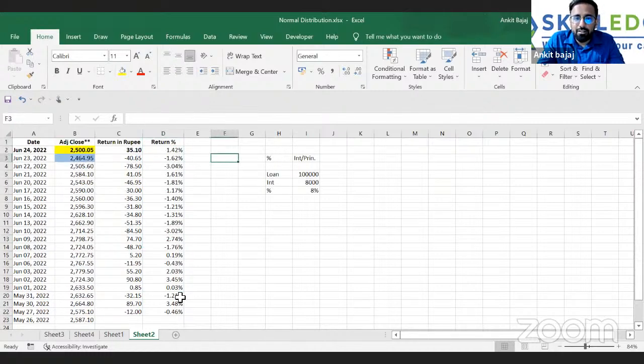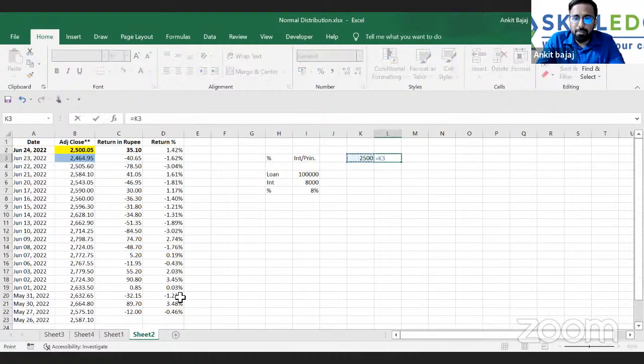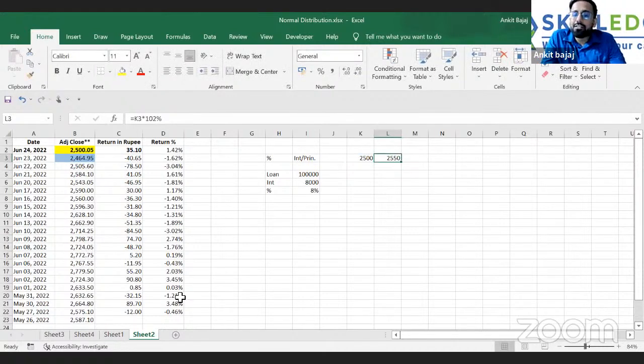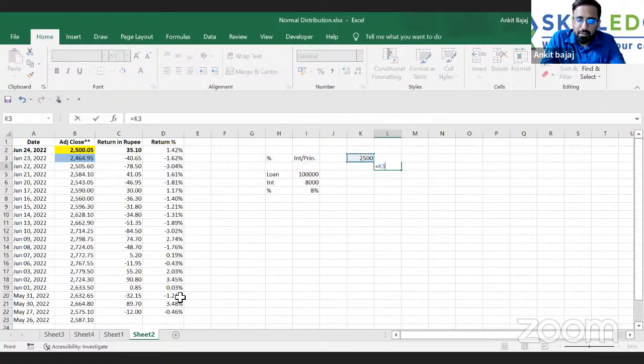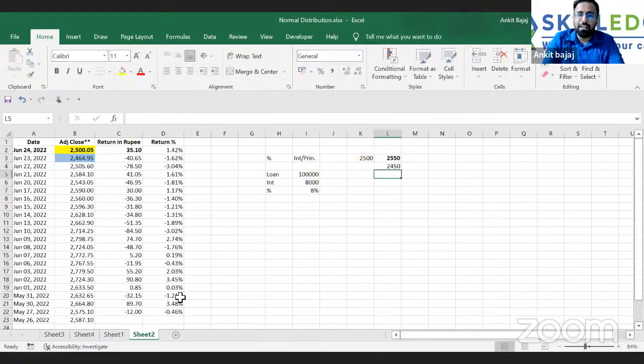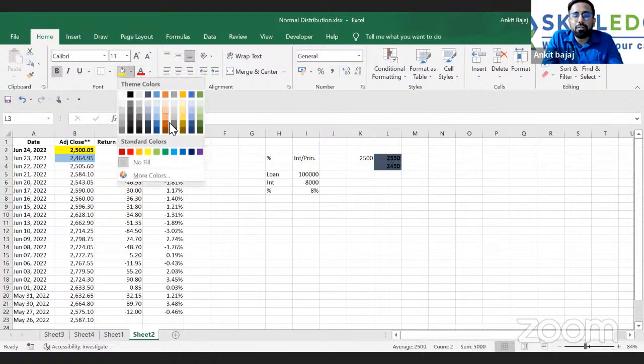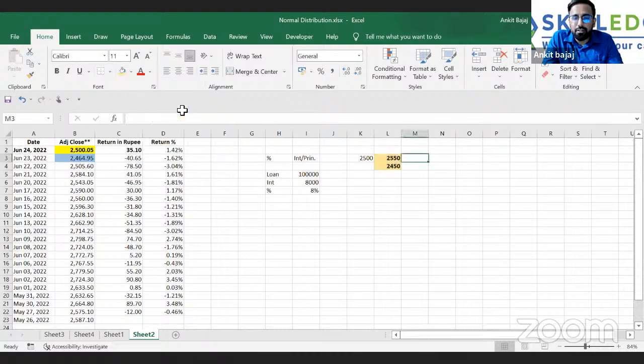So let's suppose on 24th June you have acquired the share at 2,500, so it may go up by 2%, right? So 102%, if I take, it may reach 2,550 rupees, or if market conditions are not good, it may fall. I will take 98%. So it will fall by 2% and it may reach 2,450 rupees, right? So here if you see, it may go up by 50 rupees or it may go down by 50 rupees. So this is the risk attached with Reliance Limited, right?